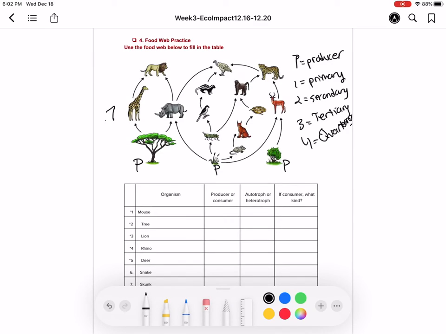That's a primary consumer. Okay, giraffe is eating the producer. That makes it a primary. Rhino is eating the tree. That's a primary consumer. When I want to find a secondary consumer, okay, I look at what's eating the primary consumer. Look here, the lion is eating the giraffe. Giraffe is a primary consumer. That means that the lion is a secondary consumer. Do not think that those at the top are tertiary consumers or like quaternary. No. You only decide what kind of consumer they are based on what they eat, not where they are in the food web. Okay?